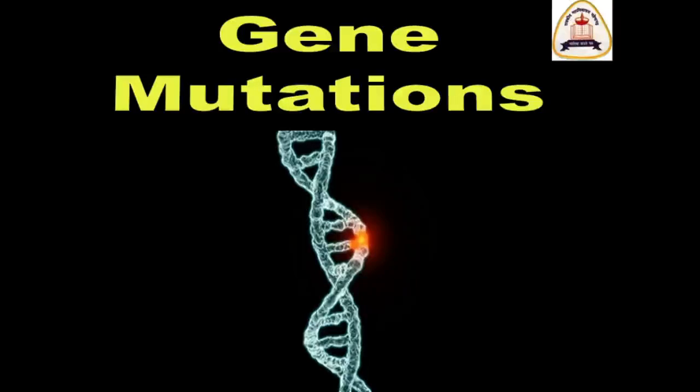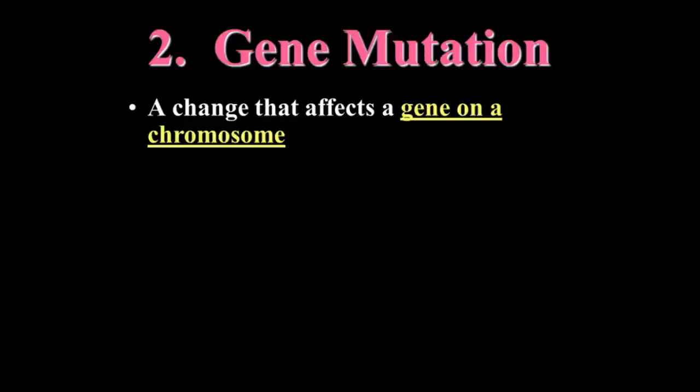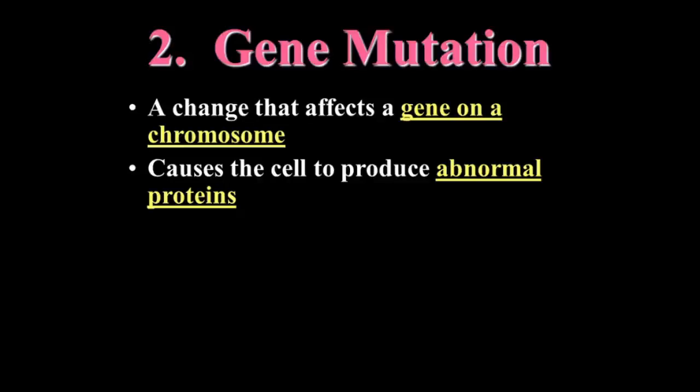Now we discuss in brief the gene mutations. Gene mutations mean only the genes present on the chromosome have some changes. So a gene mutation is a change that affects a gene on a chromosome. It causes the cell to produce abnormal proteins. It means when the gene is changed, the coding area of that particular gene will also produce an abnormal protein, which is either not necessary or maybe harmful for the organism.